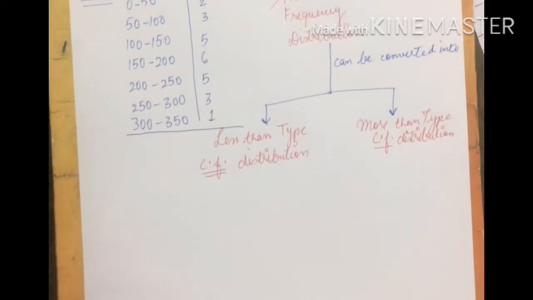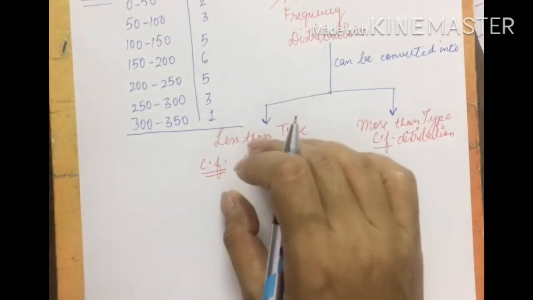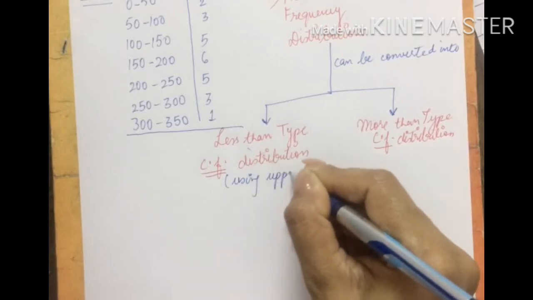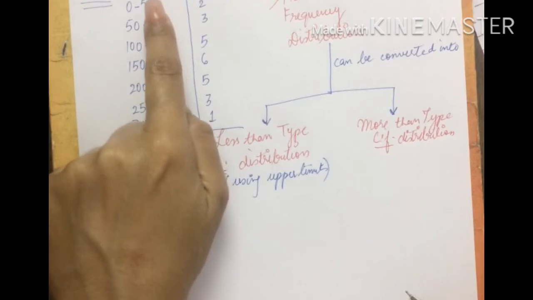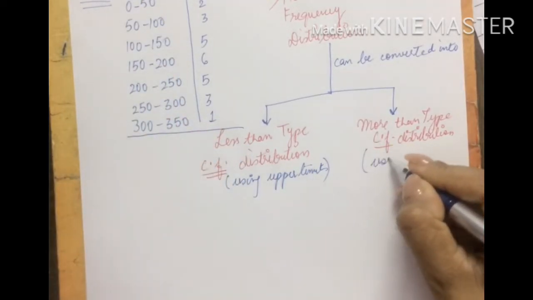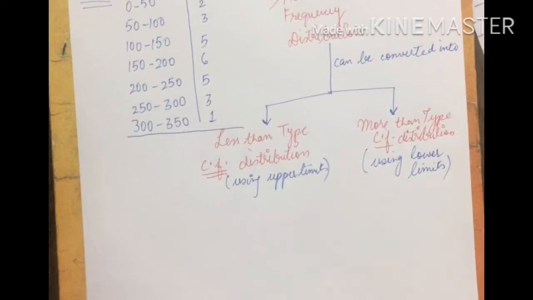So this is exclusive form of classes. Now if we are converting this normal frequency distribution into less than type frequency distribution, this is done using upper limits. So the values which are less than these upper limits, and the more than type is done using lower limits. Let us convert these and then you'll be able to understand.